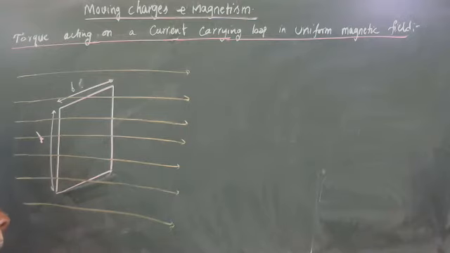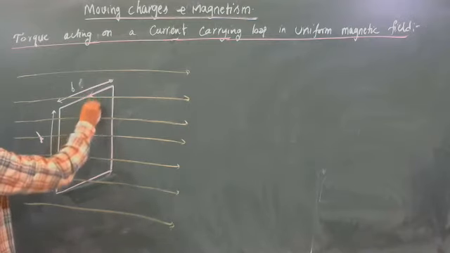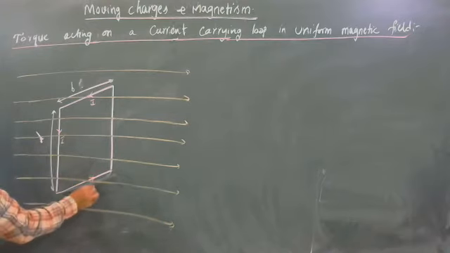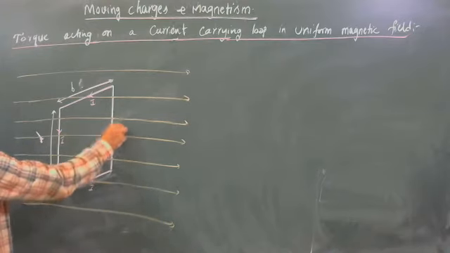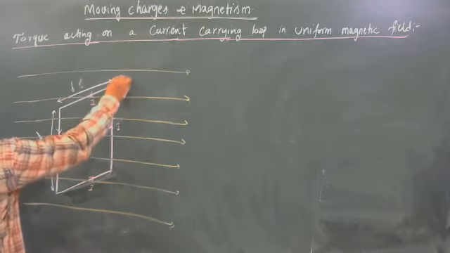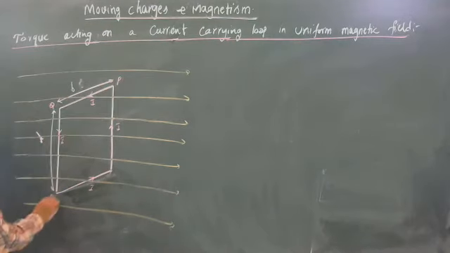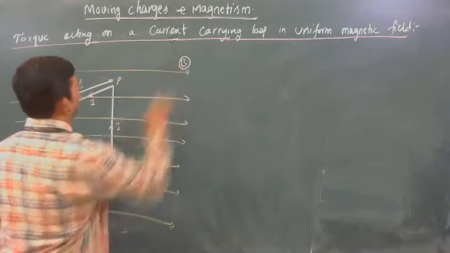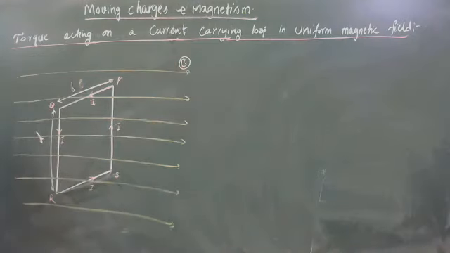Let I be the current flowing, in anti-clockwise direction as shown in the figure. Let us name this loop P, Q, R, S. This is a uniform magnetic field of intensity B. Then, what is the torque acting on this loop?